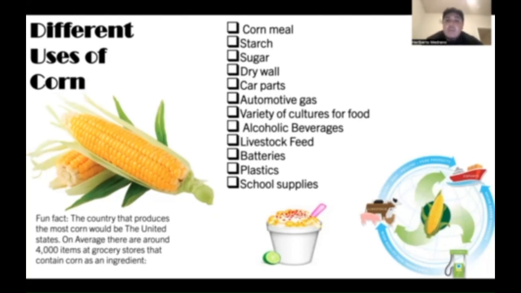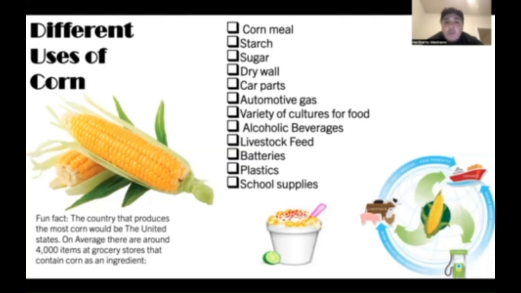It is also used in a variety of cultures for food. For example, in the Hispanic culture, it is used for things such as corn in a cup, also known as esquites, pozole. It is also used in alcoholic beverages such as whiskey.